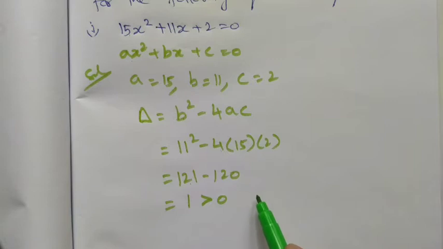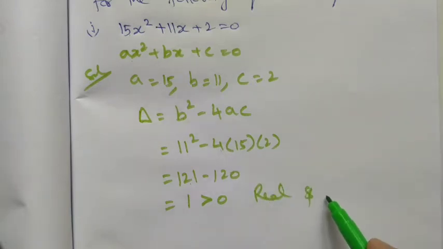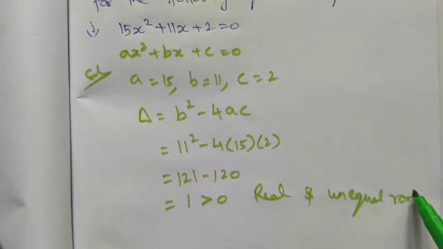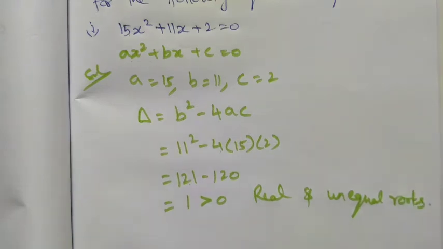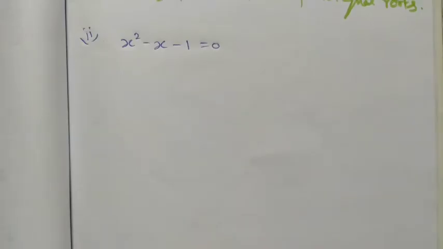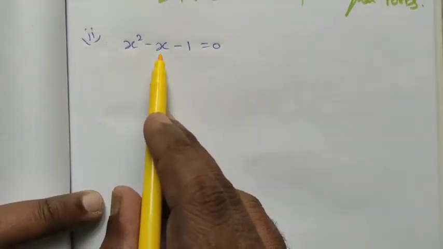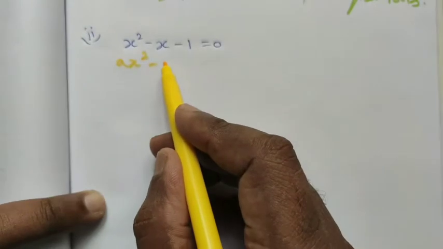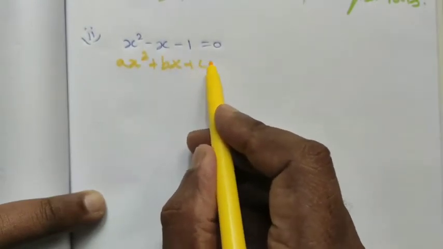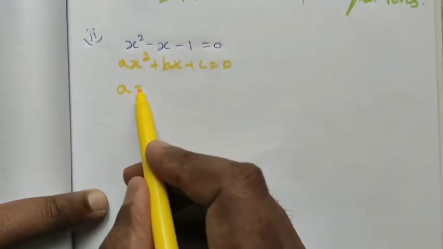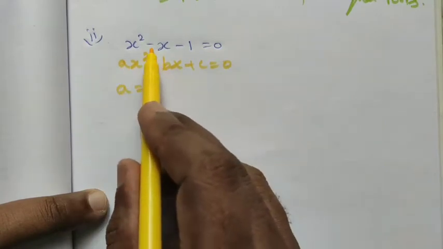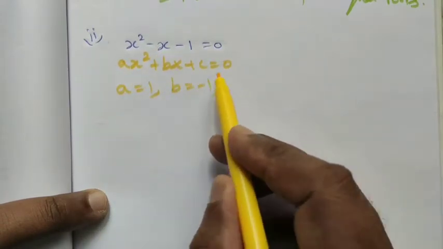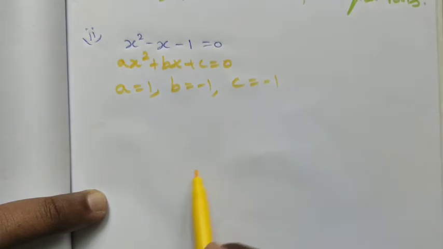If it is greater than 0, it means real and unequal roots. Next we see the Roman number 2: x square minus x minus 1 equal to 0. Compare this equation with ax square plus bx plus c equal to 0. Here a is equal to 1, b is equal to minus 1, and c is equal to minus 1.